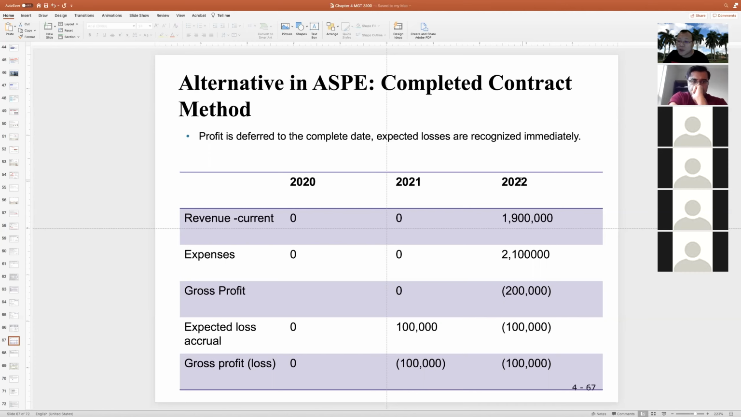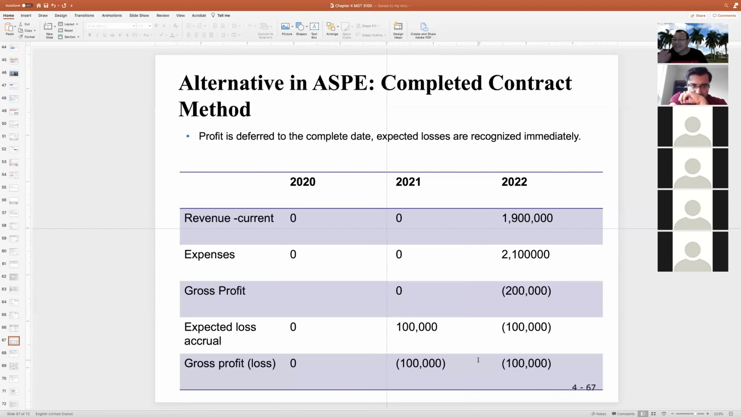And then in 2022, this is the year of completion. This is the time you recognize the revenue. The revenue will be the full contract price, the expenses would be the full amount of actual cost, and the gross profit is actually a $200,000 loss. Given that you have recognized 100,000 in 2021, you only need to recognize the other $100,000 loss.